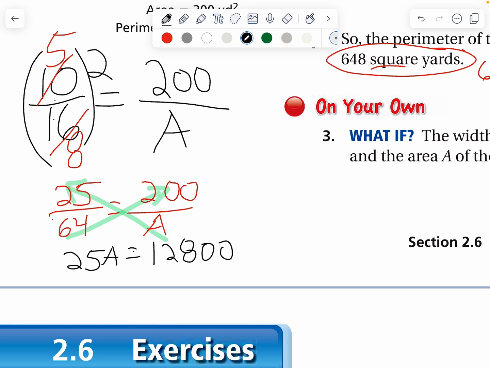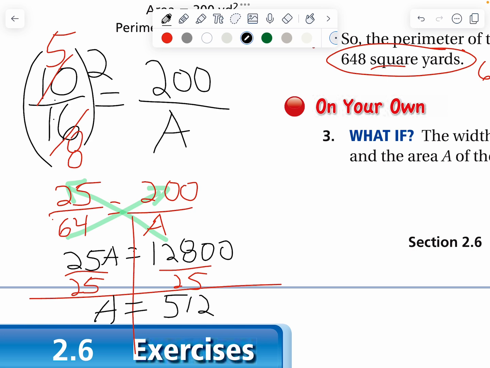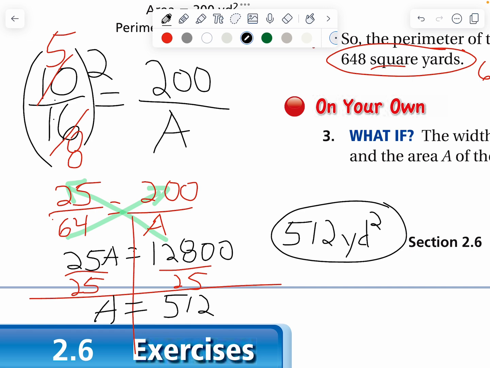All right, scale line. Divide by 25, sorry. Divide by 25, we'll find out right now. Use your calculator, obviously. A equals 12,800 divided by 25 is 512. So 512 square yards, because area is always squared. That is how we do it. That is how we go.